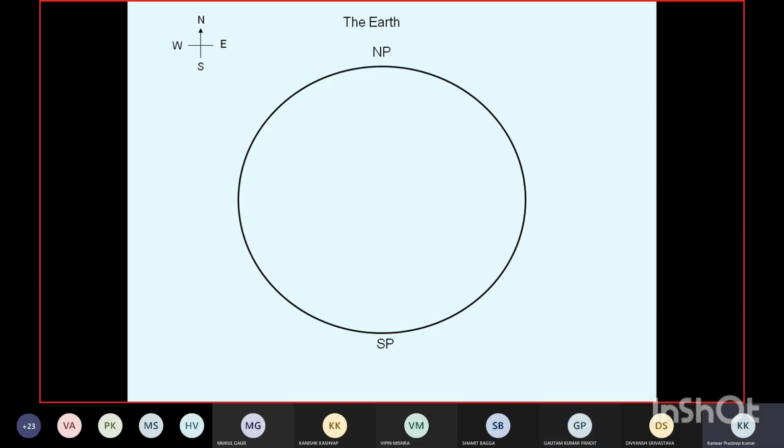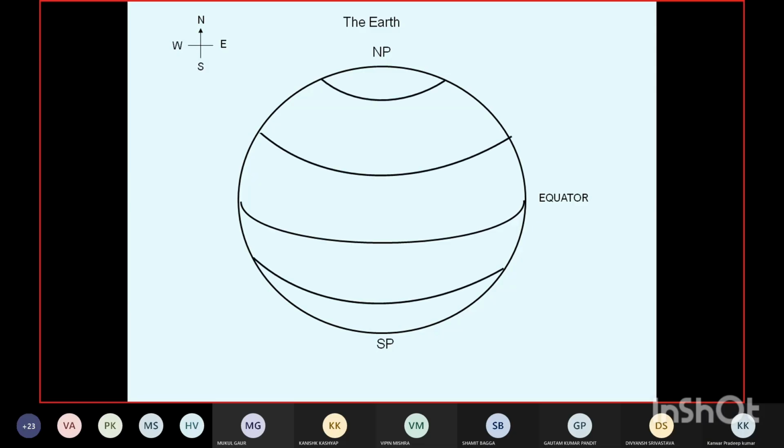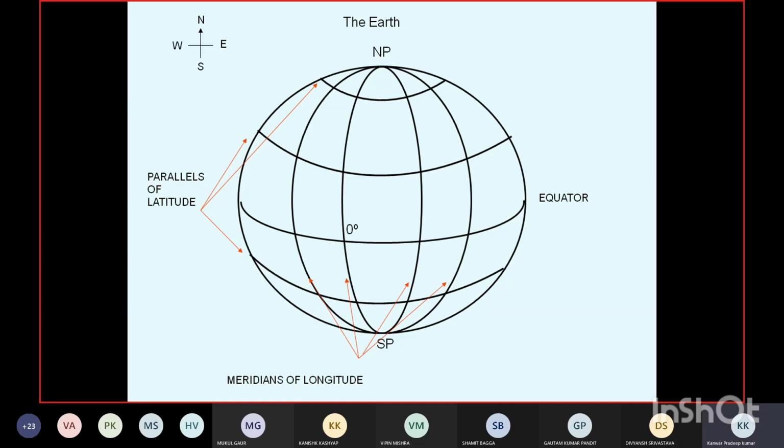Let us say this is the Earth, North Pole and South Pole. Direction north, south, east, west. This is the equator. These are the parallels of latitude. These are the meridians of longitude. This is the Earth. Equator 0 degrees. Northern hemisphere, southern hemisphere. Northern latitude, southern latitude, east longitude, west longitude.